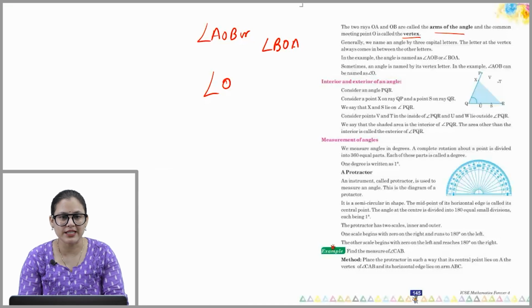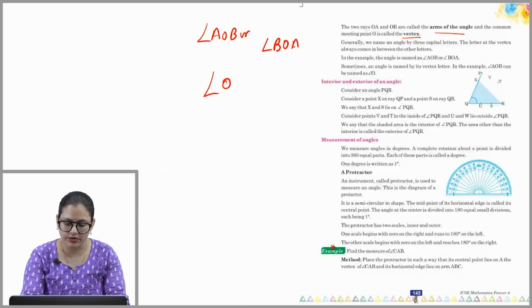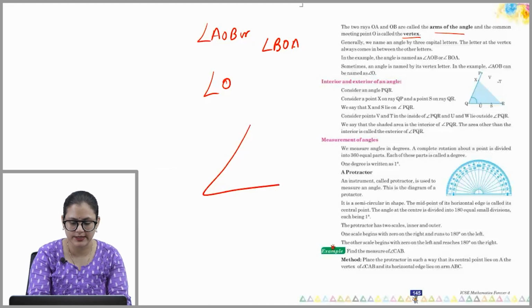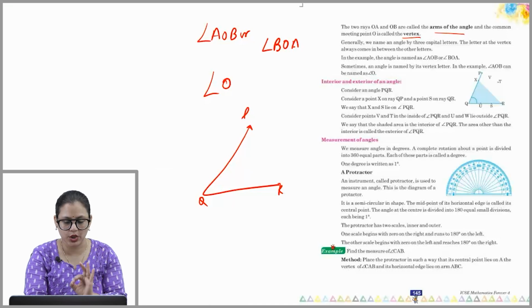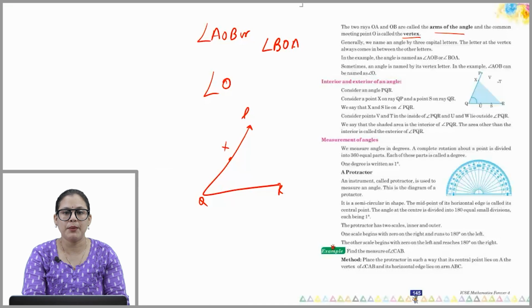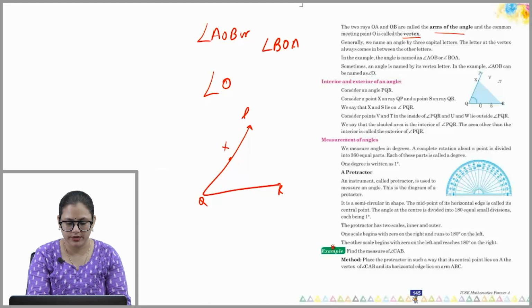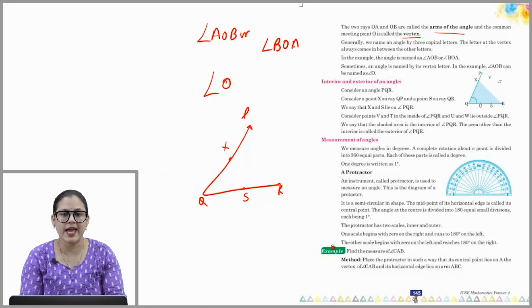Now, interior and exterior of an angle. Consider an angle PQR. See, this is angle PQR. Now consider a point X on a ray QP, and a point S on a ray QR. We say X and S lie on angle PQR.